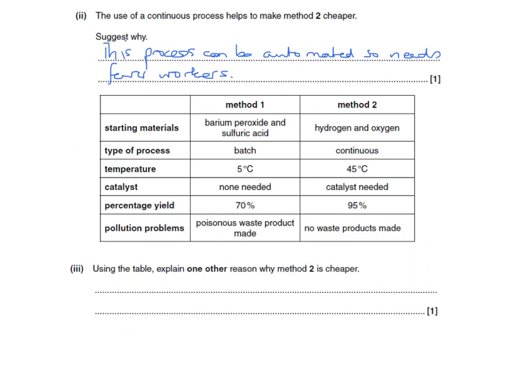Well, here we note two differences in the table in the last two parts. We might say, for one other reason, it gives a higher percentage yield. Or we might have said that because there's no waste products made, there's no need for pollution control or in order to get rid of those additional products which are unwanted.